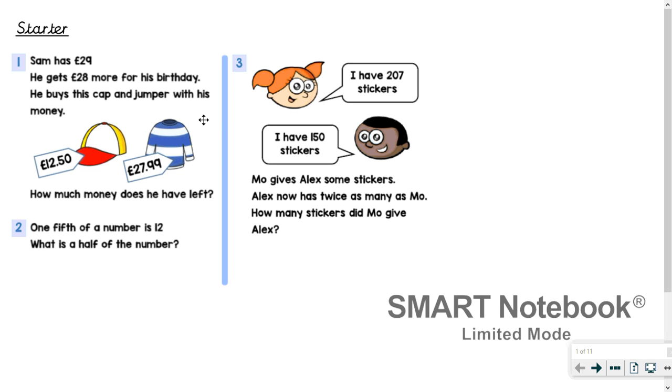So go and have a go at your starter, please, on a bit of scrap paper or in your home learning book.